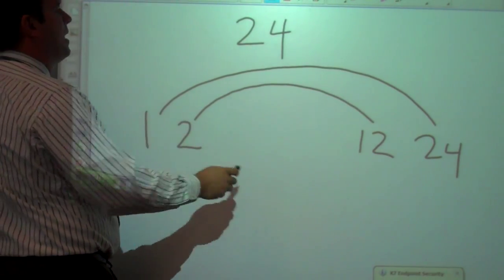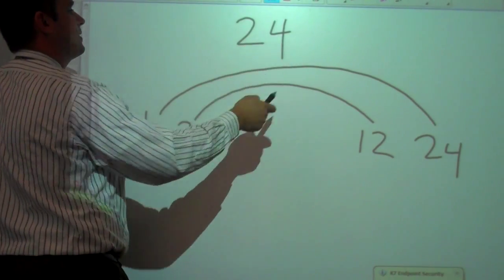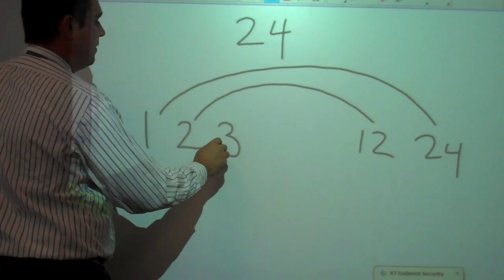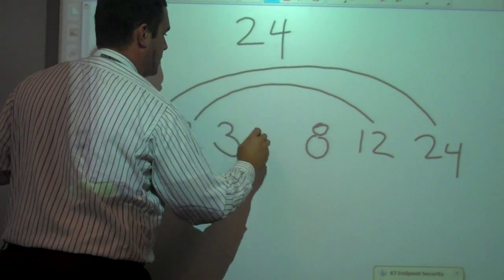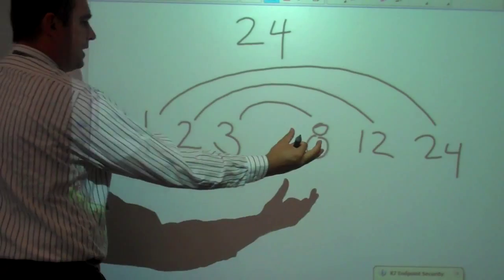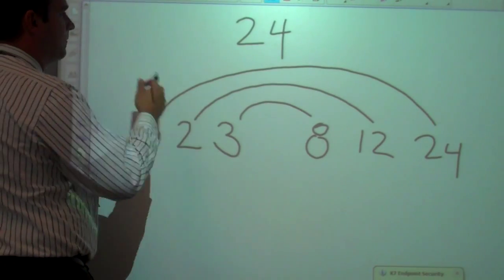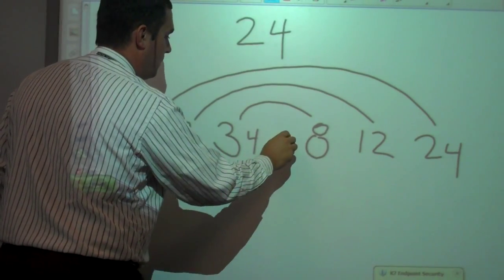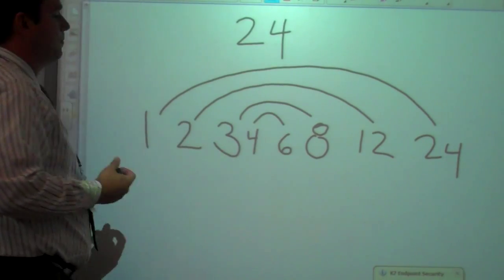Let's see if it's divisible by 3. 2 plus 4 is 6. 3 goes into 6 successfully. Therefore, it's divisible by 3. 3 times 8 is 24. We're squeezing this together. Does 4 go into 24? Well, again, if you know your math facts, you know the answer. 4 times 6 is 24.